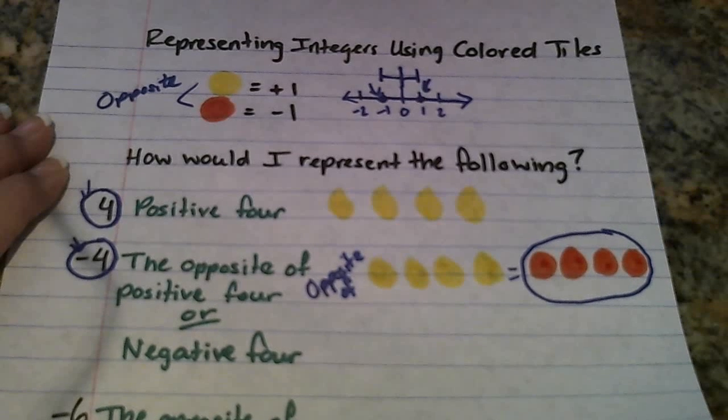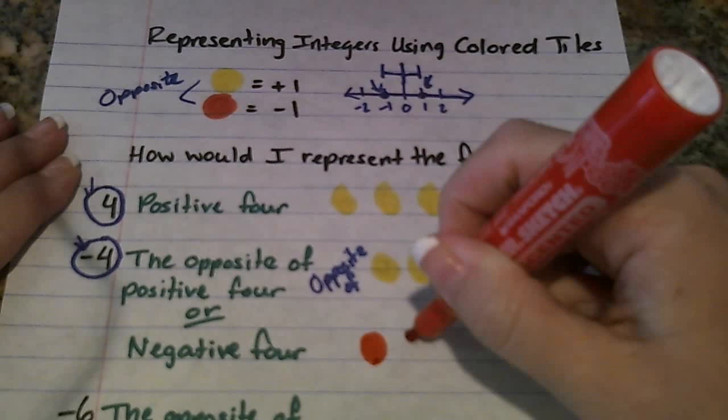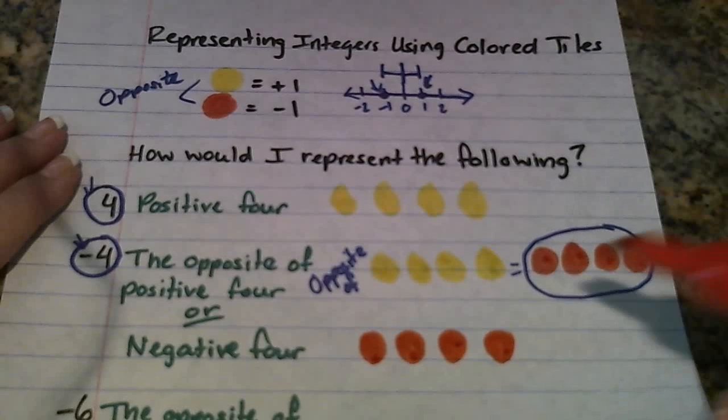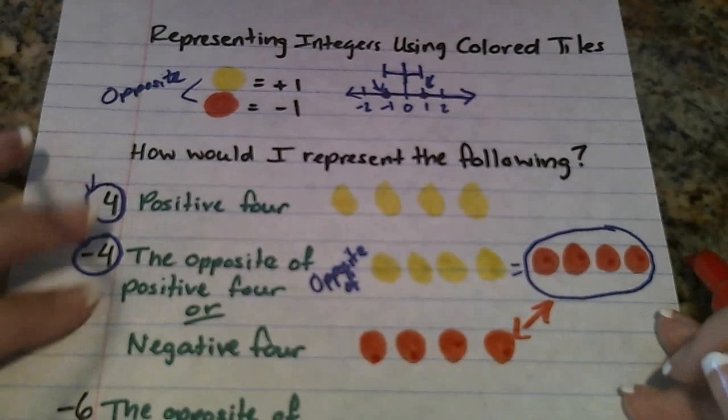Or I could jump straight to reading it as the -4 and just draw -1, -2, -3, -4 right there. So they mean the same thing. They're both 4 red chips. Just depends on how you look at it.